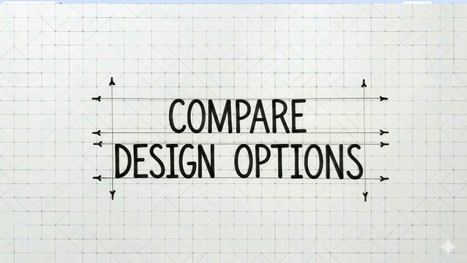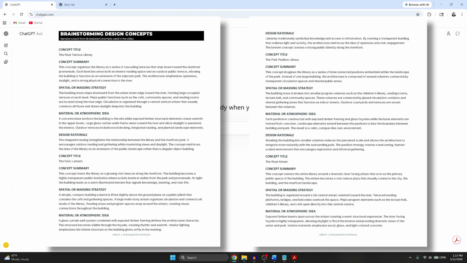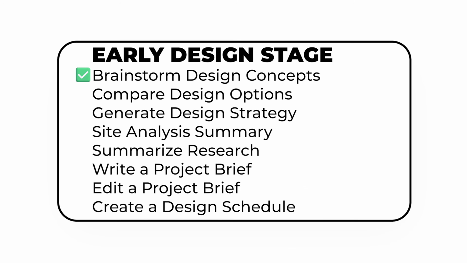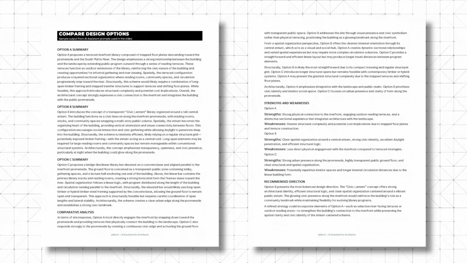Let's compare design options using the options we just created with the brainstorming prompt. Copy and paste the prompt from design options that's linked in the description below. Go ahead and fill in all the brackets. I went ahead and filled out all the options that I got from the brainstorming prompt. After you fill that in, press enter or click send. And here's the output from that prompt.